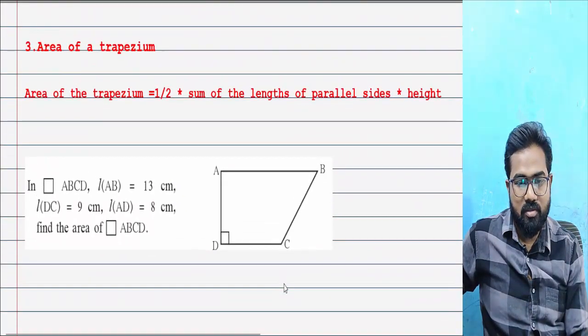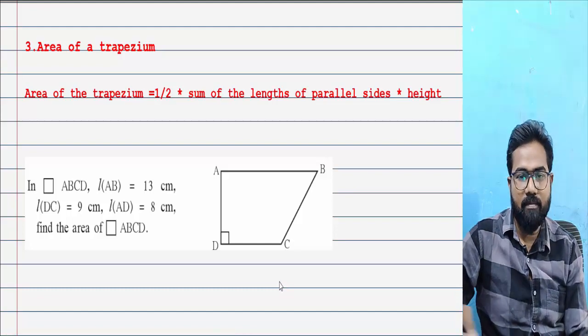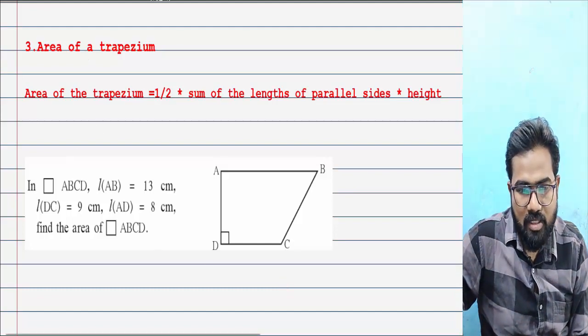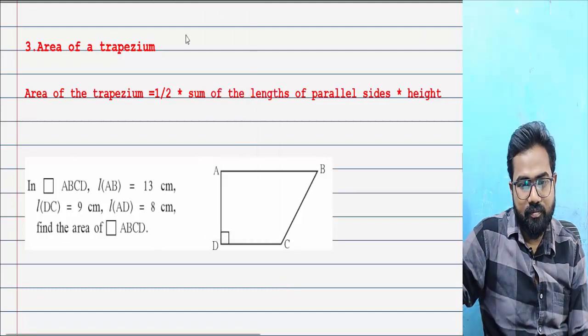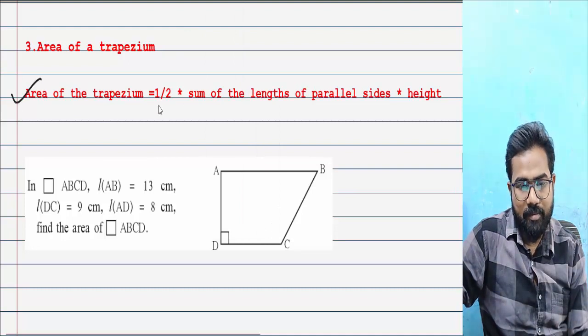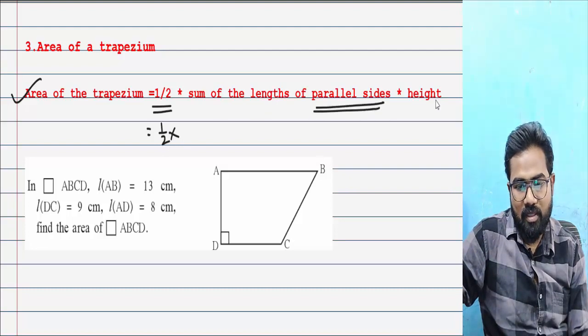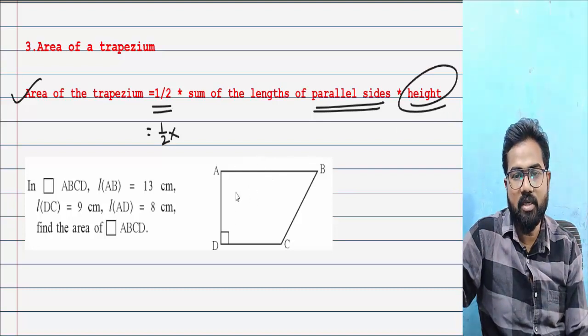The next is what, student? The area of trapezium. What is the trapezium? As we know, the area of a trapezium is, let me explain a little bit, half into the sum of the lengths of the parallel sides. Two sides are parallel and there is a height, and then its multiplication.